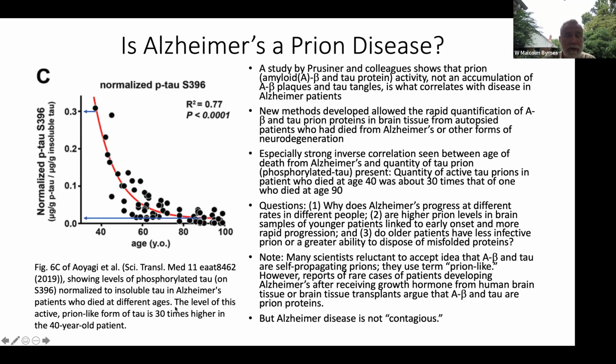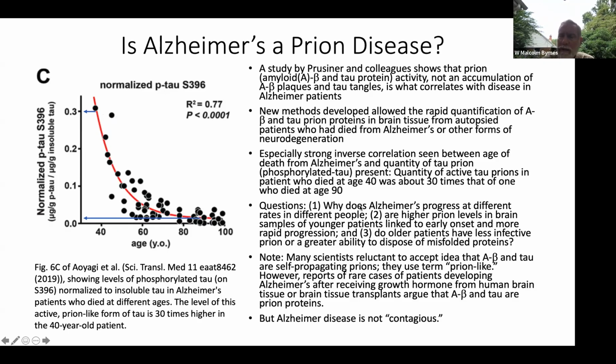And again, the level of the active prion-like form of tau is 30 times higher in the 40-year-old patient. So we see here the 90-year-old at about 0.01. And here it is for the patient who died at age 40, 0.3, which is about 30-fold more. So which seems to indicate that it's this active prion form that is particularly the cause of disease and death.